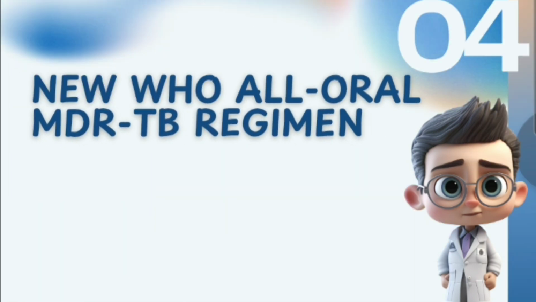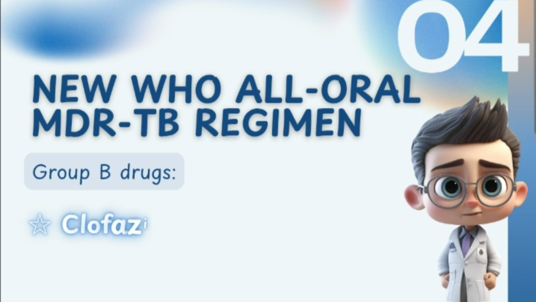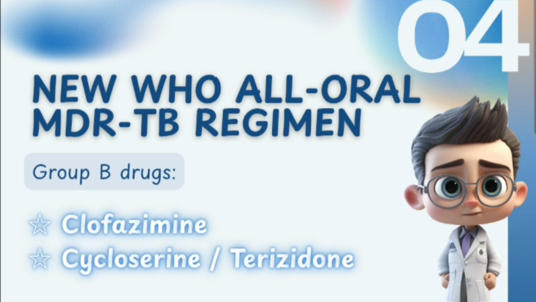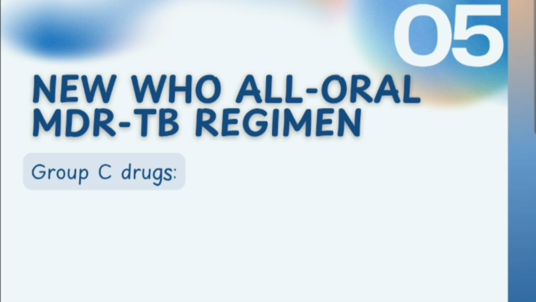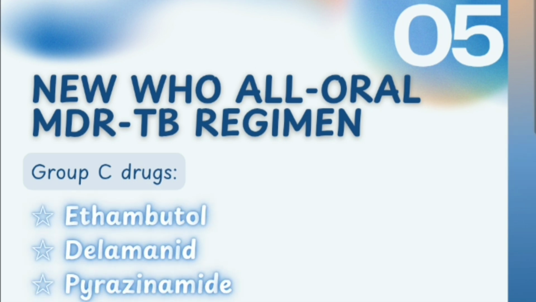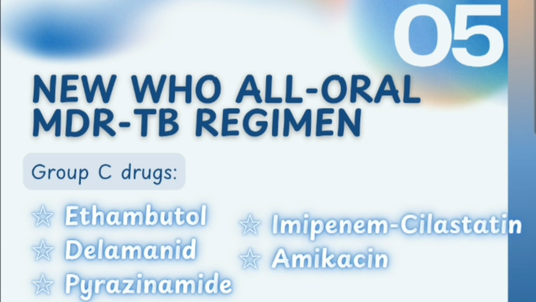Then come Group B drugs. These include clofazimine, cycloserine, or terizidone. And Group C drugs include ethambutol, delamanid, pyrazinamide, imipenem-cilastatin, and amikacin.